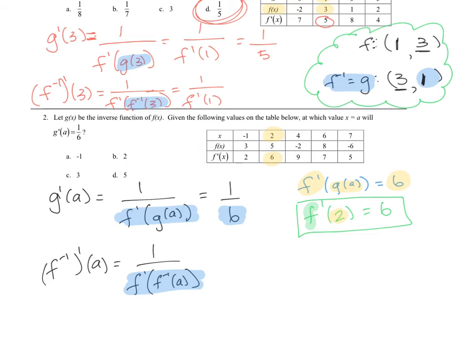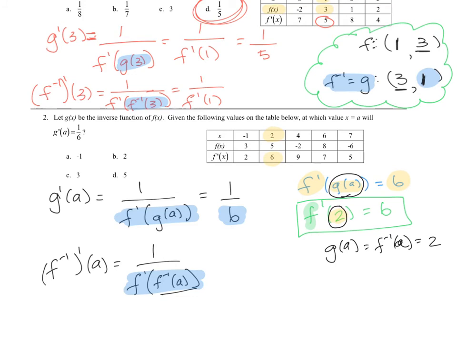So now my job is to figure out when g of a, which again, by the way, is just f inverse of a, is equal to 2. My apologies. Right, that's what this says. If f prime of 2 equals 6, then that means that g of a, or f inverse of a, has to be equal to 2. I've got to figure out when that is going to be equal to 2.